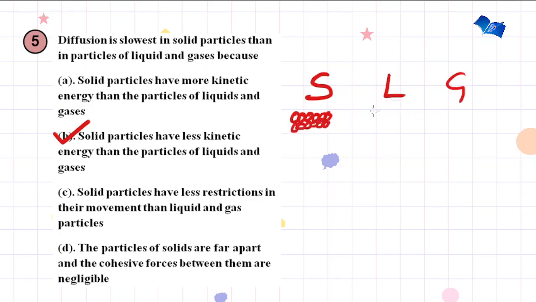They have the least kinetic energy, and this is why solids are rigid. Now liquid particles are not closely packed as solid particles. They are spread apart from each other a bit, and gaseous particles are spread far apart from each other, and that is why they easily diffuse and they have the most kinetic energy. I hope you enjoyed this section.